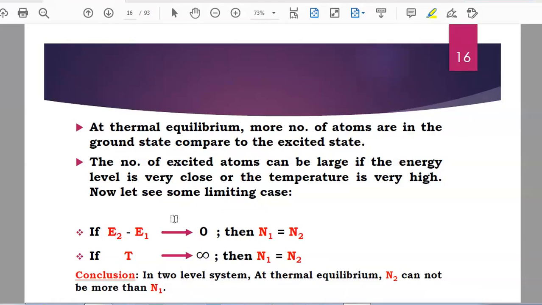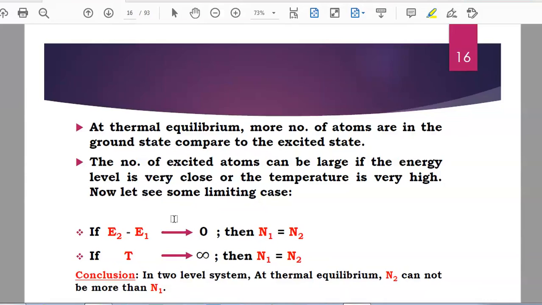The other thing is that the number of excited atoms can be large if the energy levels are very close. So there are two possibilities. If you want to increase the number of atoms in the higher state, either you keep the energy levels very close, or you make the temperature very high. If the temperature is very high, particles or atoms get energy and reach the higher state. So these are the two ways by which you can increase the number of atoms in the excited state.